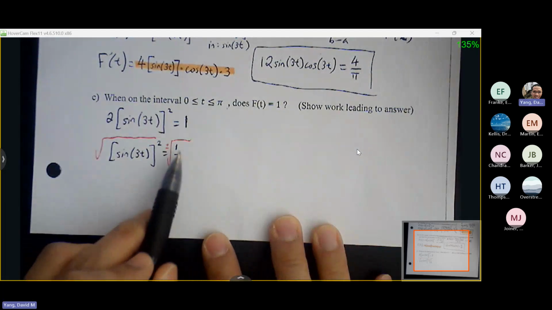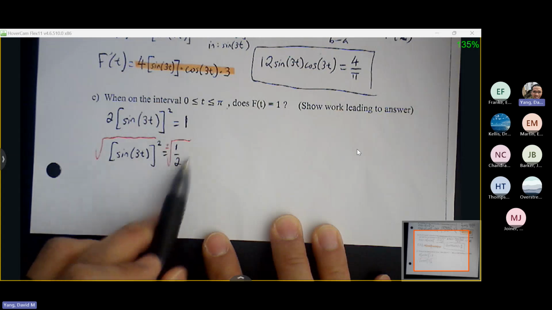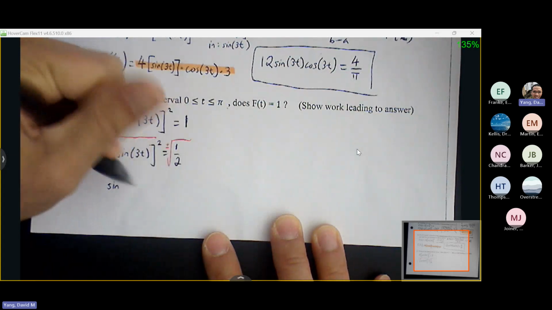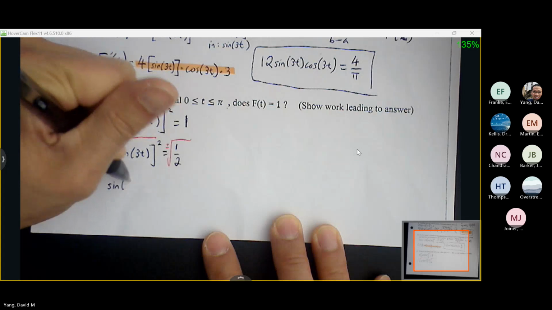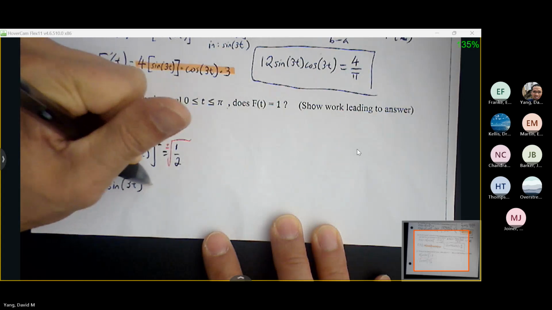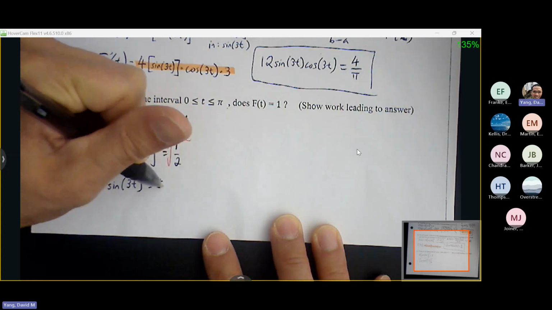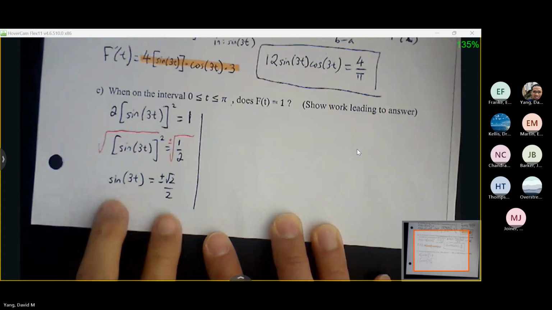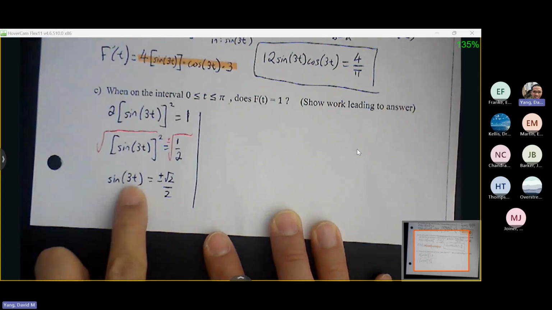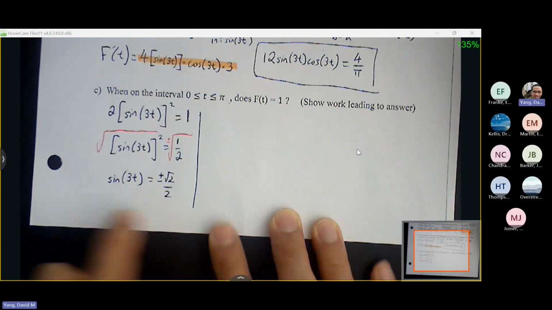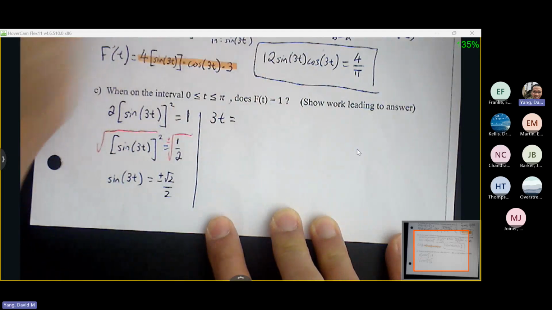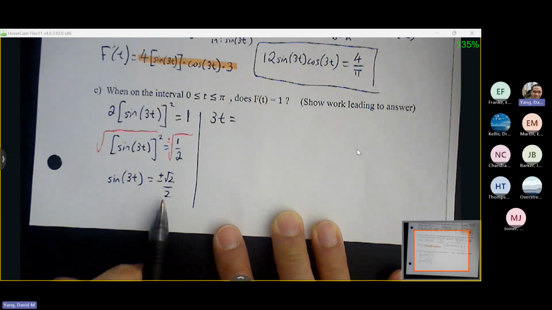Now, plus or minus 1 over root 2 is the same thing as root 2 over 2. So maybe if I write it that way, it feels a little bit more familiar. All right, I want to solve for t. Let me move that sign over and make it inverse sine.